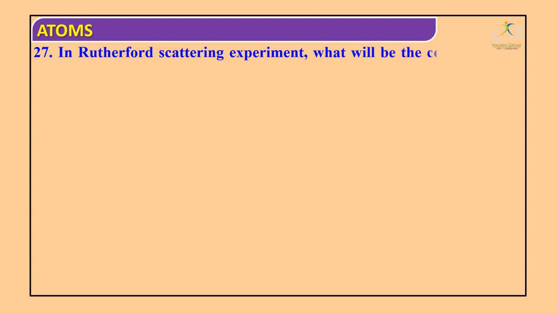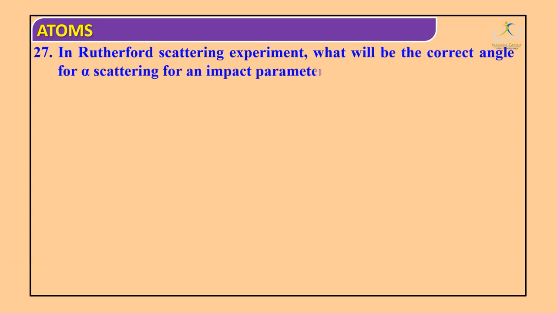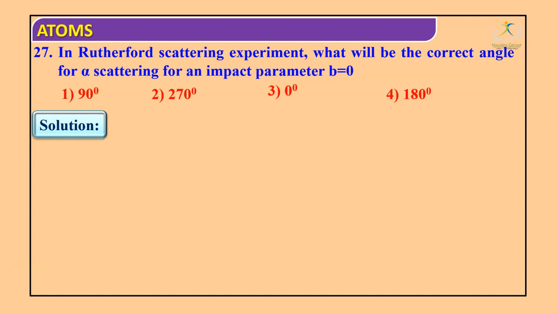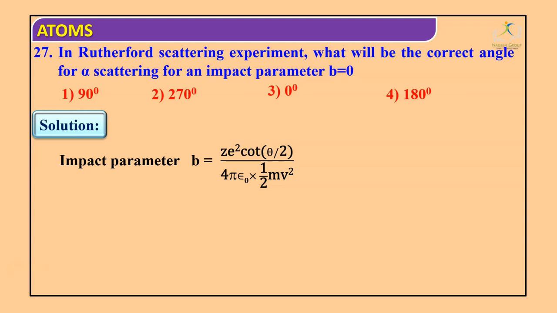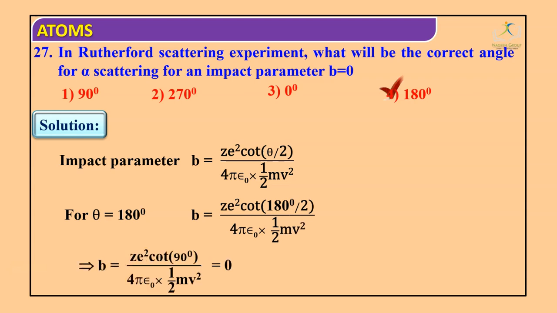In the Rutherford scattering experiment, what will be the correct angle for alpha scattering for an impact parameter of zero? 90 degree, 270 degree, 0 degree, or 180 degree. So, students, we know impact parameter is equal to Z e square cot theta by 2 by 4 pi epsilon naught into 1 by m v square. After solving a bit, we get the value 180 degree because we get the value v is equal to 0.